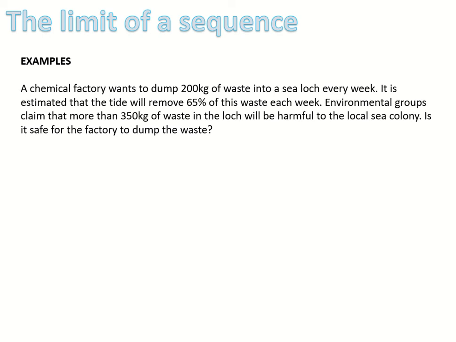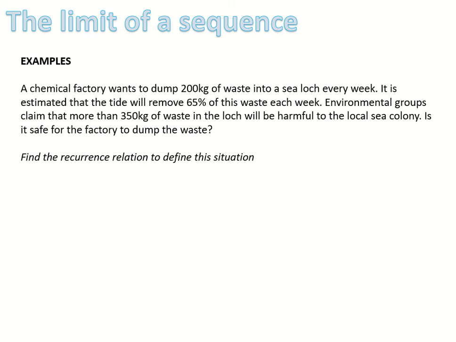So actually in the lock at any one time, there won't necessarily be 350 kilograms. This is what we're trying to find out. If we can work out a sequence first of all and determine what the limit of that sequence is, then we can find out if this is true or not and whether it's safe for the factory to dump the waste. So the first thing we want to do is put all this information into a recurrence relation. This is 200 kilograms. That's what's going in. That's our b value. But then 65% of that is removed. But remember what we've got to do.